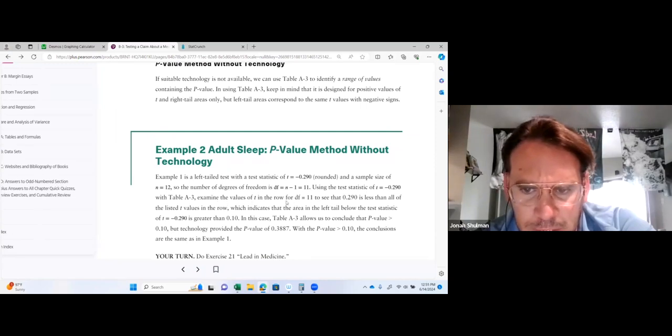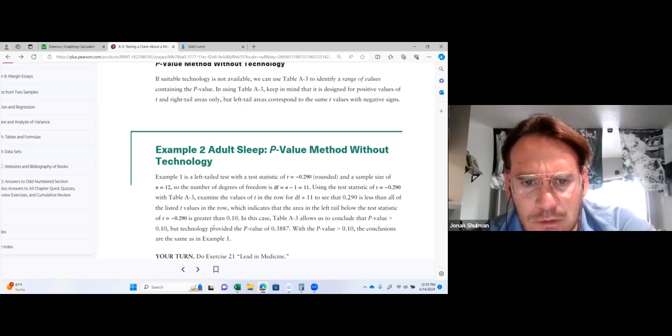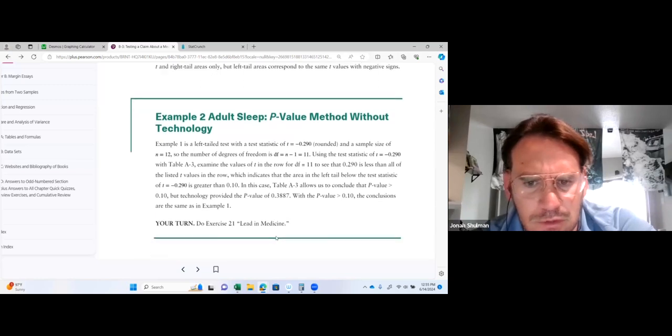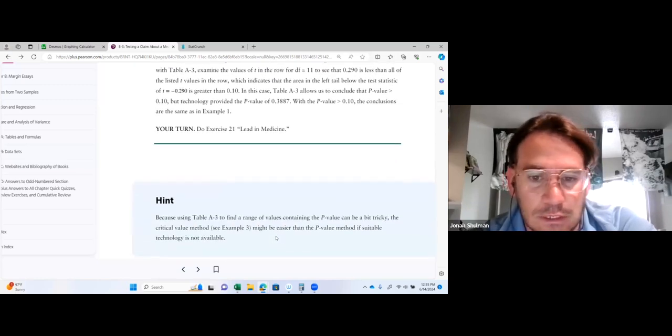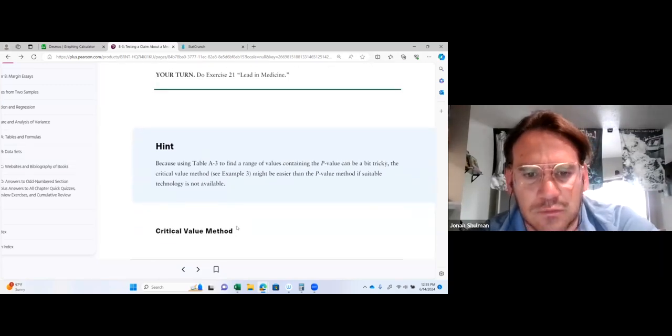Examine the values of t in the row for 11. You'll see that 2.90 is less than all the t values listed in that row, which indicates the left tail is below it. Okay, so this value we got was less than all of them. That's the way that they did it. But technology gave us 0.3887. Conclusions are the same. I don't really like it because using the range, it can be tricky. The critical value is probably better.